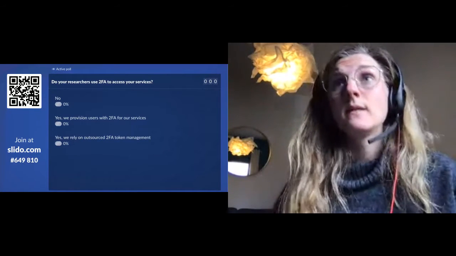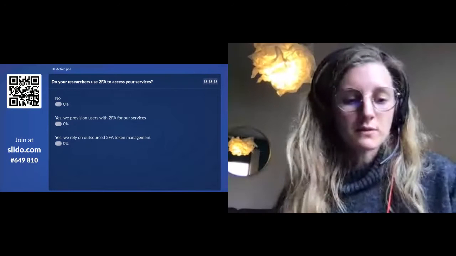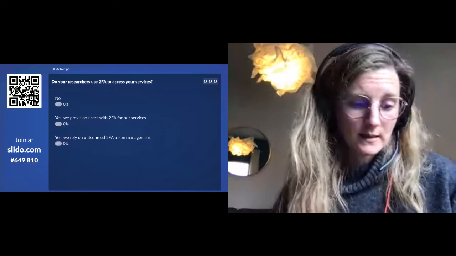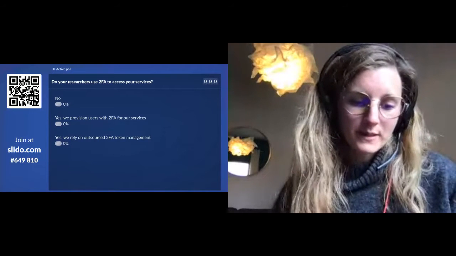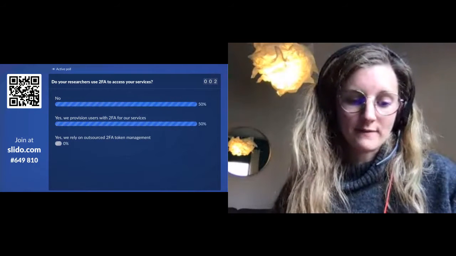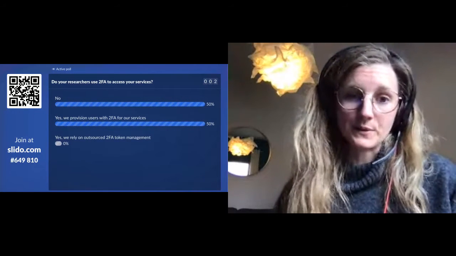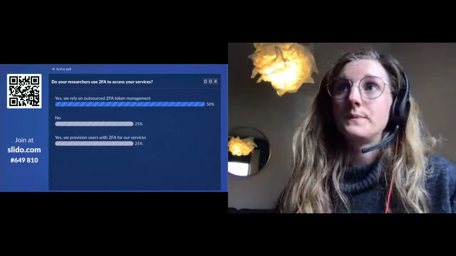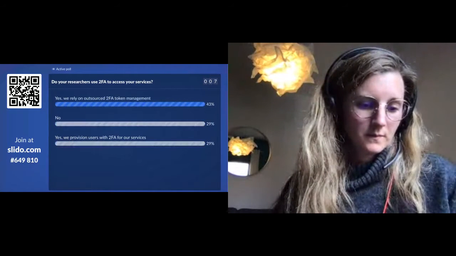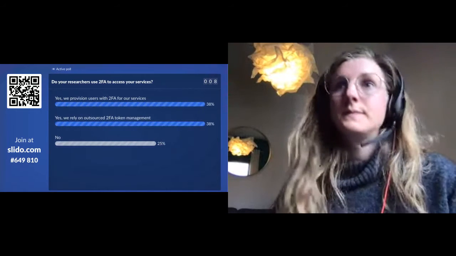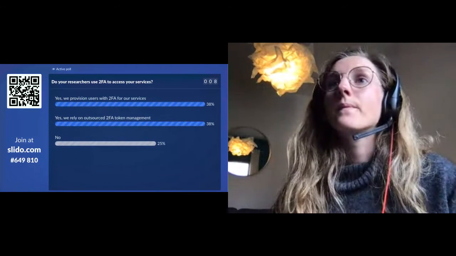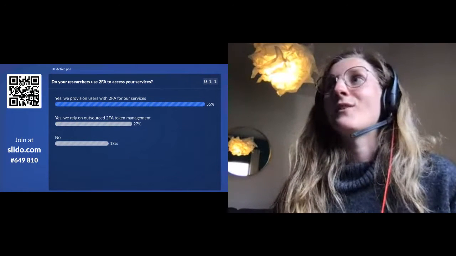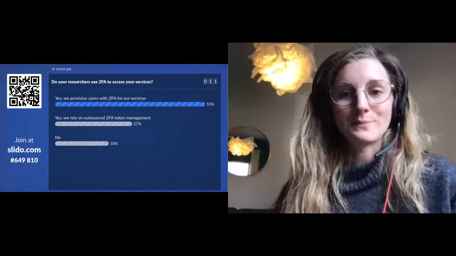So switching topics slightly onto multi-factor authentication, and do your researchers use second factor authentication or multi-factor authentication to access your services? And the options we put were no, yes, we provision users with second factor for our services, or yes, but we rely on outsourced second factor authentication. So maybe using Google second factor authentication. Okay, great. It would be interesting to hear who those outsourcing bodies are as well.